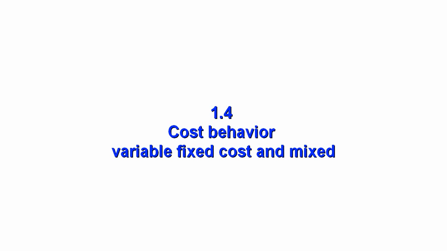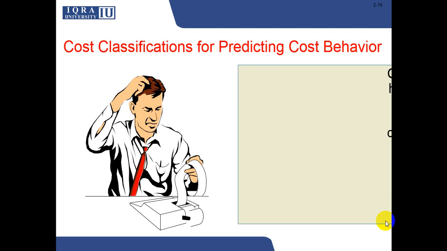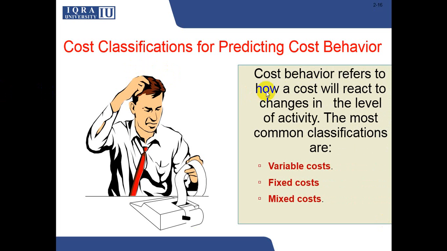In this unit 1.4, we are going to discuss variable cost, fixed cost and mixed cost. First, we will need to understand the behavior of cost. Cost behavior is an indicator of how a cost will change in total when there is a change in some activity. Cost behavior refers to how a cost will react to change in the level of activity. The most common classifications are variable cost, fixed cost and mixed cost. One by one we will discuss.